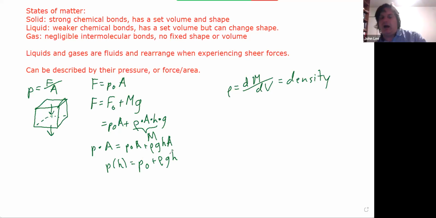Another thing I should bring up before I go on is that H is depth, so it has a positive value the farther down you go. The farther down you go, the more pressure there is.